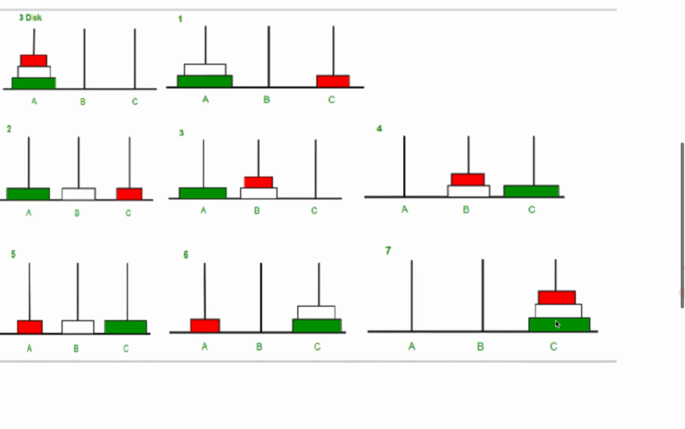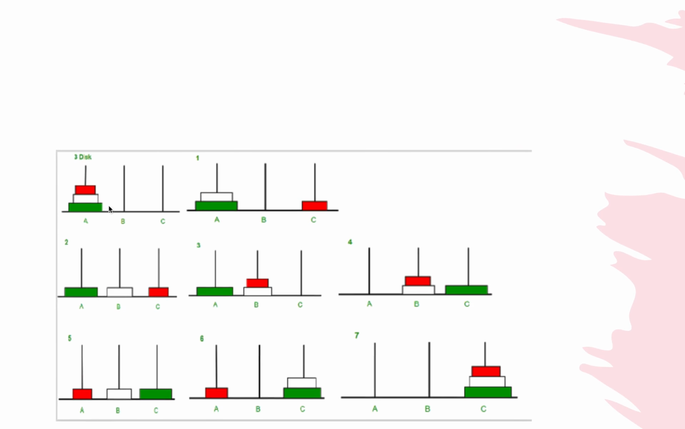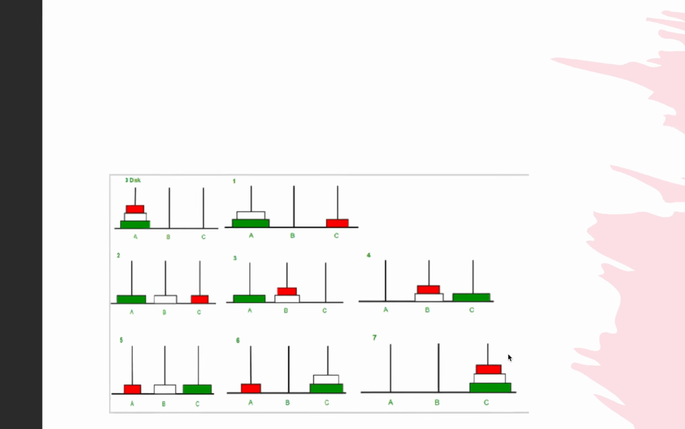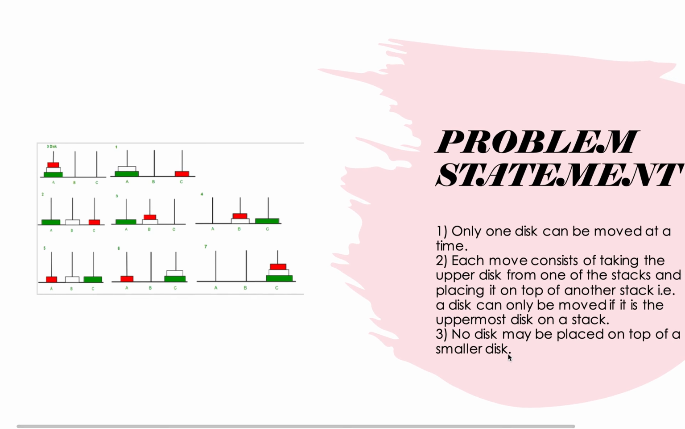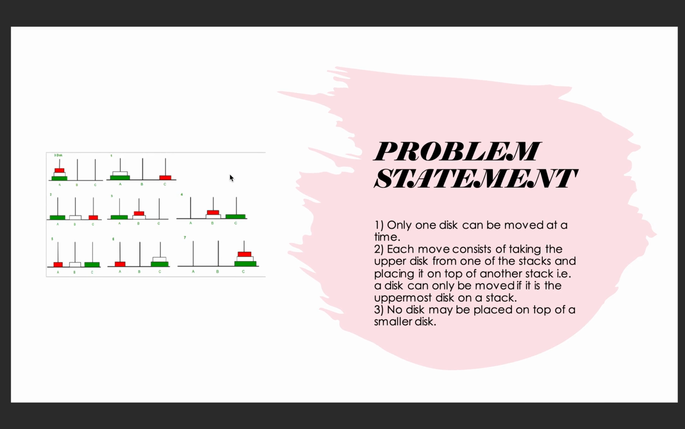Now there are certain conditions on what you can do. The first condition is that only one disk can be moved at a time. That means you cannot pick these 3 disks up together and place them here, because there is no point to the question otherwise. The second condition is that you always take the uppermost disk on a stack. If you want to move any disk from A over here, it has to be the red disk. And if you have to move any disk from here, it has to be the white disk. So it always has to be the topmost disk.